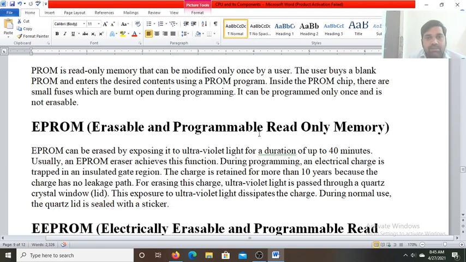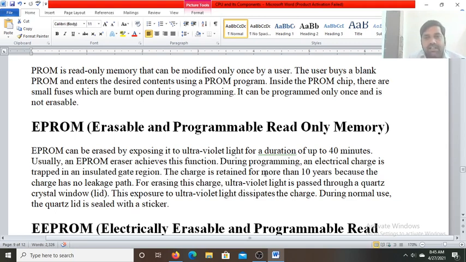EPROM is the erasable and programmable read-only memory. You can rewrite on the EPROM. EPROM can be erased by exposing it to ultraviolet light for a duration of up to 40 minutes. So for 40 minutes we put this EPROM in exposure to UV light, and the content will be erased.